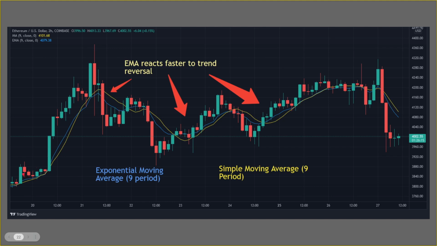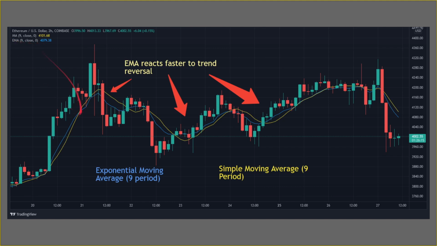Let's start from the left side. Price is in an uptrend, and they're both moving up. The EMA is moving up in blue, and the moving average is also moving up. Here we start to see a bit of a divergence, a bit of a disagreement. Prices are coming down, right? We see these red candles, so a bit of a correction, a pullback, and the moving average 9, the yellow, is still moving up at somewhat of a similar rate.